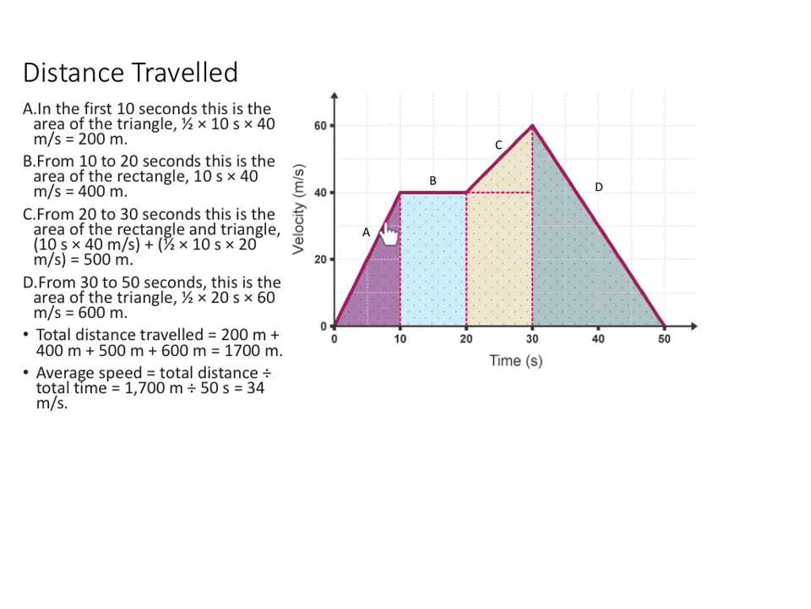For this part, it's really simple, just the area of a triangle. Part B is simply an area of a rectangle. Part D, again, area of a triangle. It's only for part C where we have to do area of a rectangle plus area of a triangle.